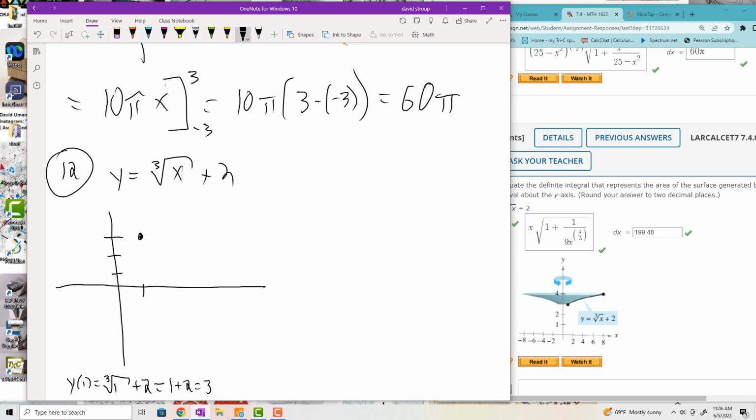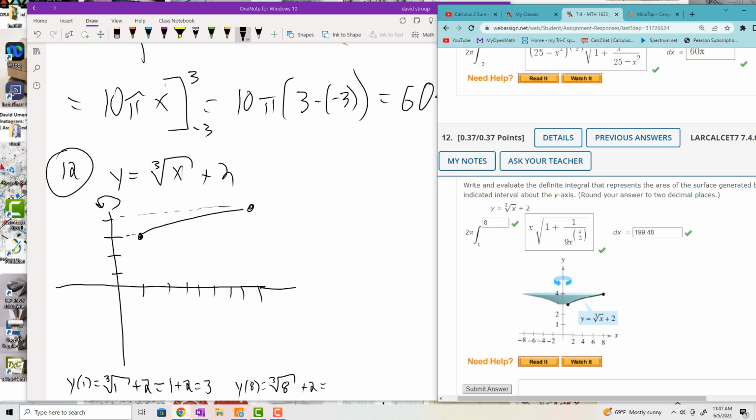And then the other one looks like it's at 8, but you want to be sure, right? So y of 8 must be the cube root of 8 plus 2. Yeah, so that's 2 plus 2 is 4. So 1, 2, 3, 4, 5, 6, 7, 8 is up here at 4. And then they want to rotate this thingamajig about the y-axis.